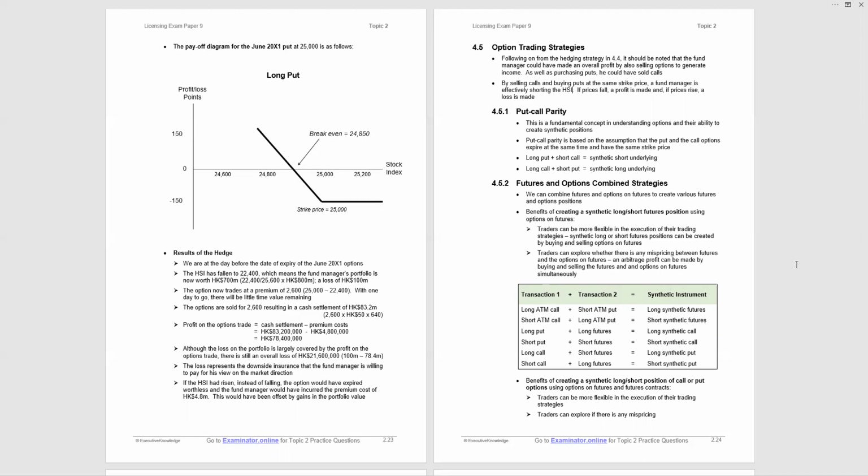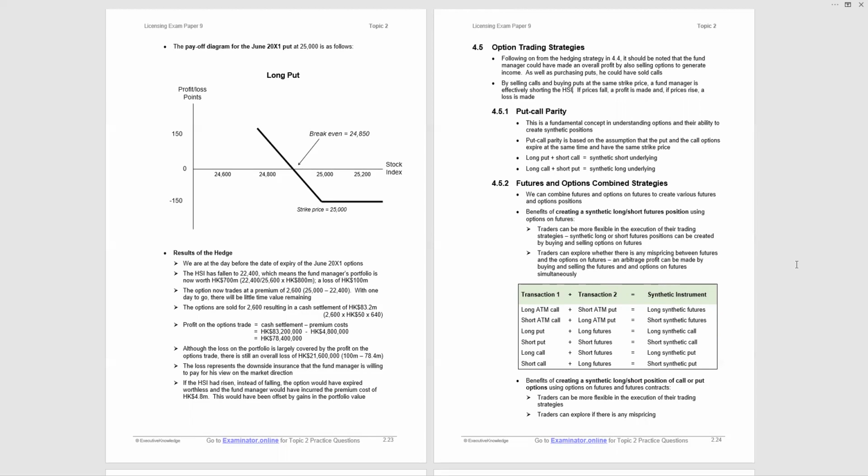Right, let's look at the results of the hedge. We're told we're at the day before the date of expiry of the June XD1 options. What that means is there's virtually no time value, so the option will be valued at its intrinsic value. We're then told that the Hang Seng Index has fallen to 22,400, which means the fund manager's portfolio is now worth 700 million. How did we get that? Well, it's just proportions. 22,400 divided by the 25,600 starting point, multiplied by the 800 million. It gives us a loss of 100 million Hong Kong dollars.